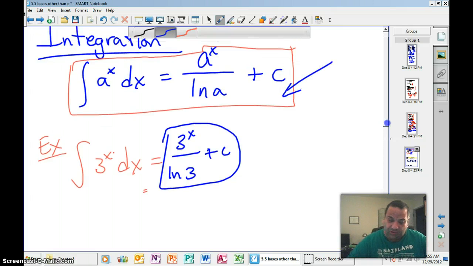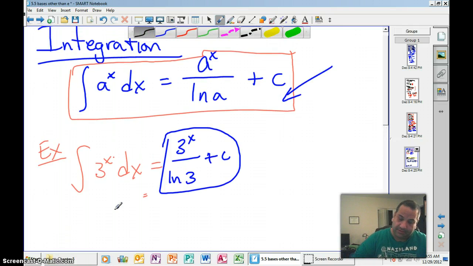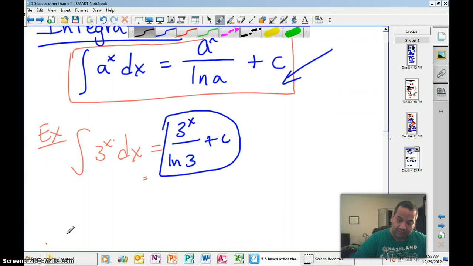All right, let's do it. Let's do one more. I'll put it in black. So once you go black, you know what happens. Let's go: the integral of 3 to the 2x dx.